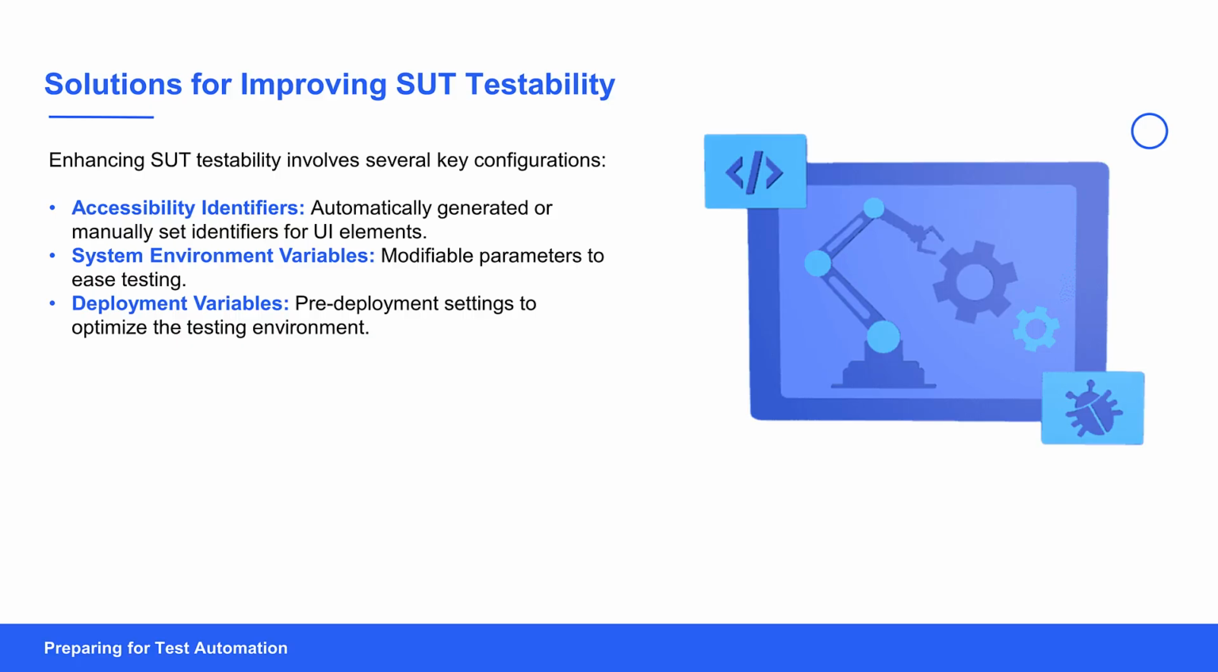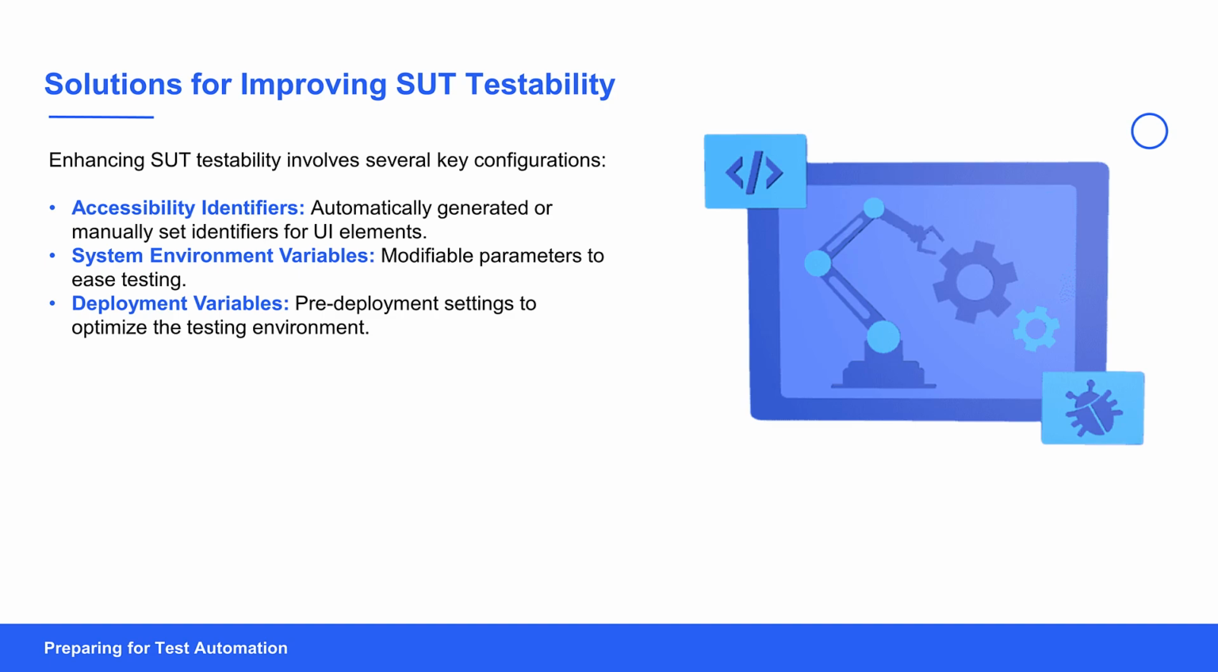Next, we have system environment variables. These are specific parameters within your application that can be adjusted to make testing easier. For example, you might change a variable to enable debug mode or to simulate different user environments. This flexibility can significantly enhance the testing process by making it easier to reproduce and diagnose issues.